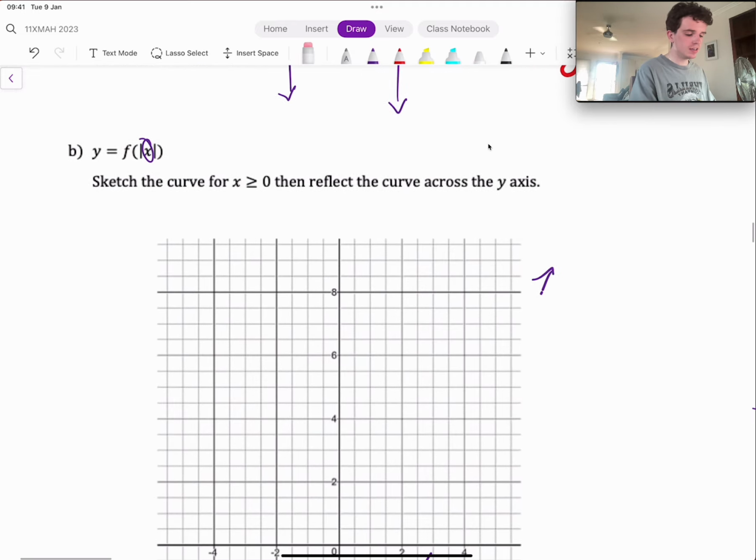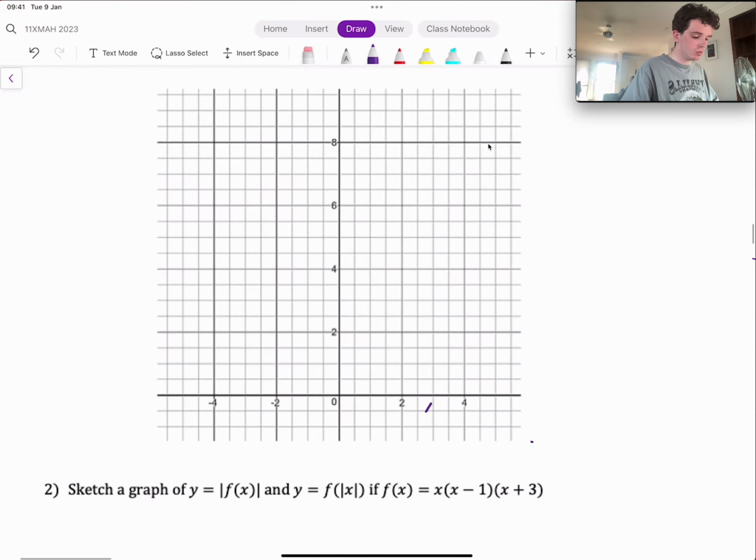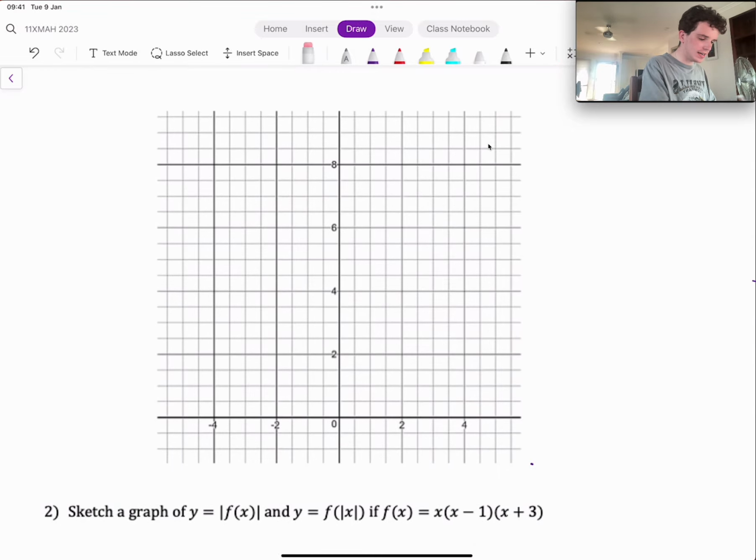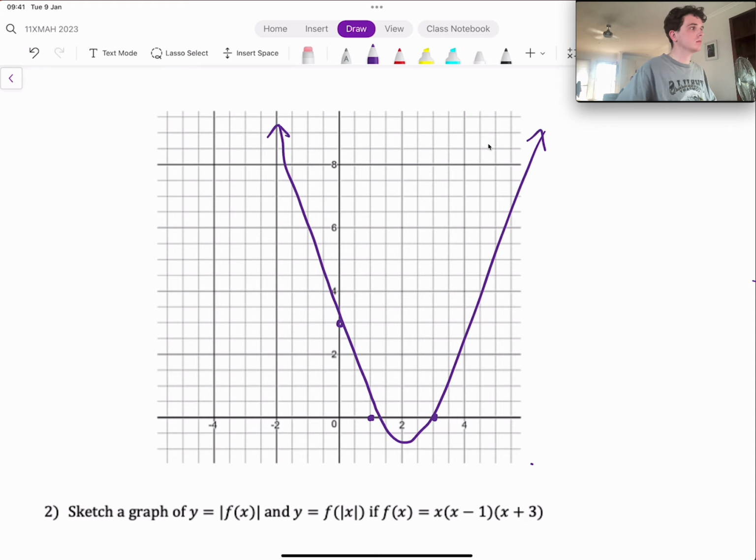Okay, what if instead of saying y is equal to the absolute value of f of x, we said, what happens when y is equal to f of the absolute value of x? Well, it's quite similar actually. We're going to draw our original parabola, which had intercepts at 1 and 3, and a y-intercept of 3. That parabola is going to look something like that. That was my original parabola.